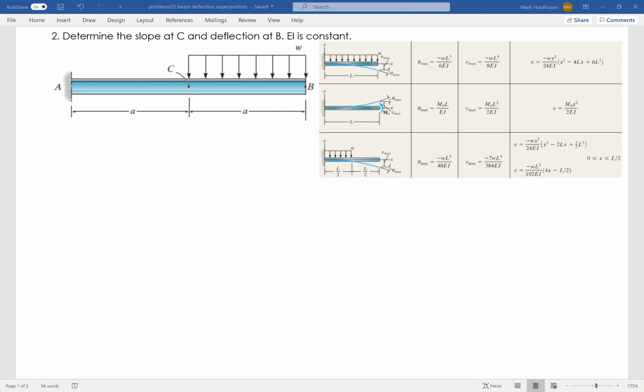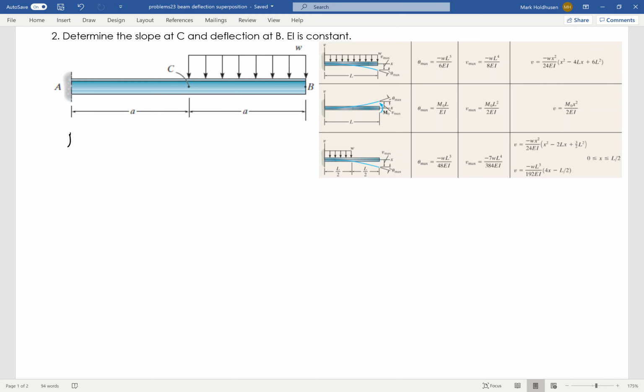Okay, so for this one I have a cantilever beam loaded like that, and I want to find the slope at the midpoint and the deflection at B. Now, the way I'm going to break this up using the cases that I have, because I've only got the distributed load next to the fixed support, is like this.